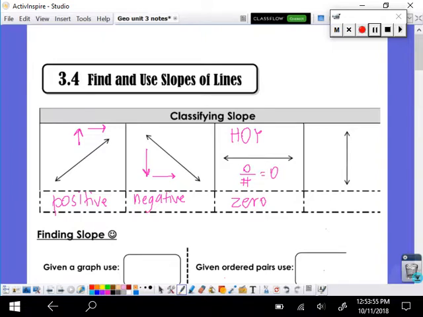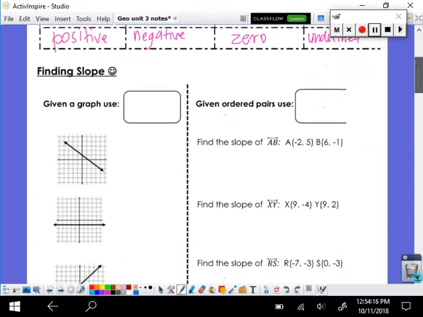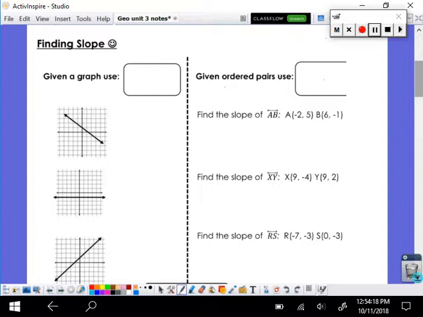And the last one, a vertical line will be undefined. That will be VOX: vertical, undefined, x values. So anytime you have a number divided by 0, that would give you that undefined slope. Okay? And if I'm going too fast or going too slow, feel free to fill in as much of the notes as you can on your own and then come back and watch the parts that you don't know.